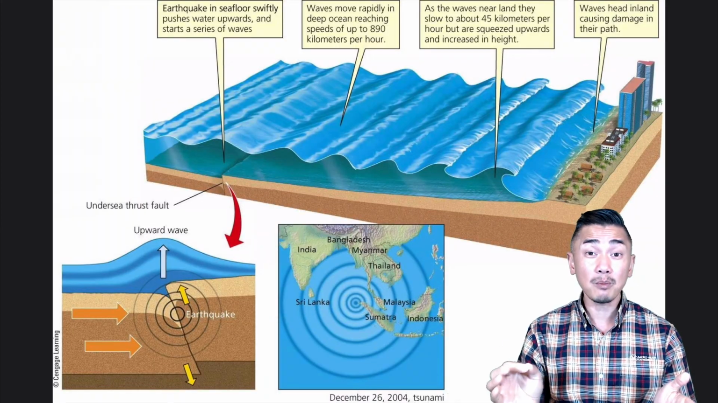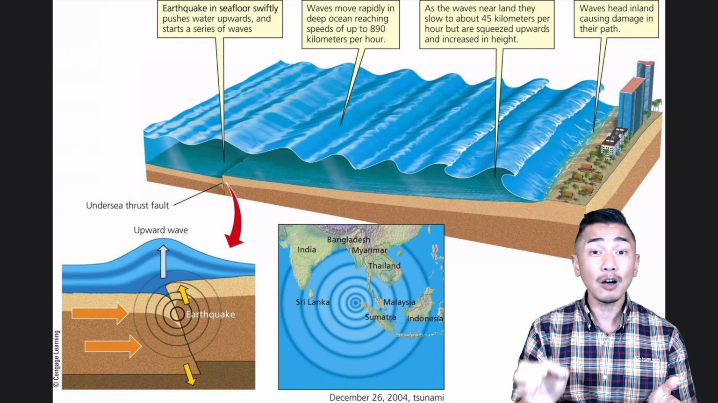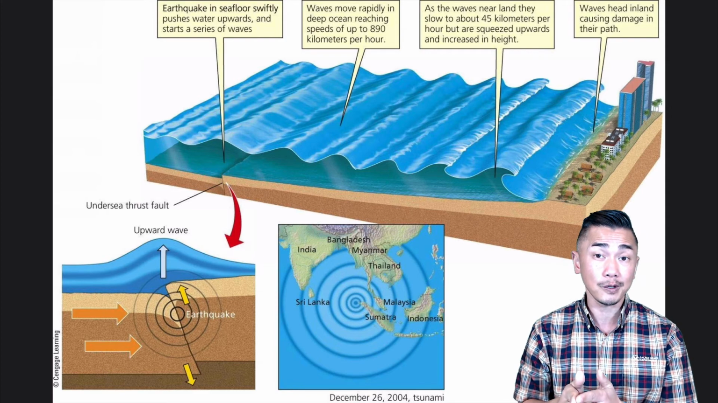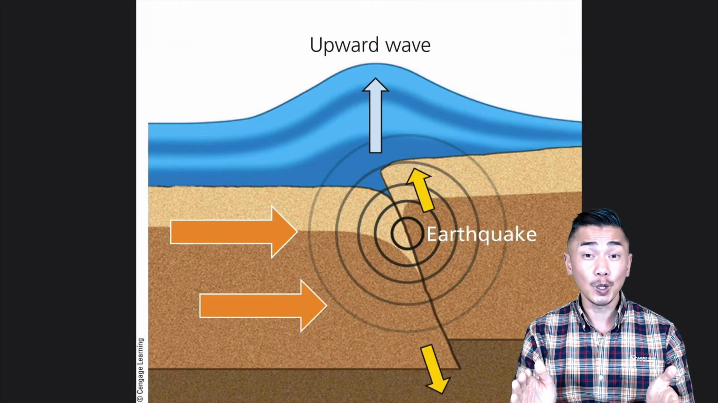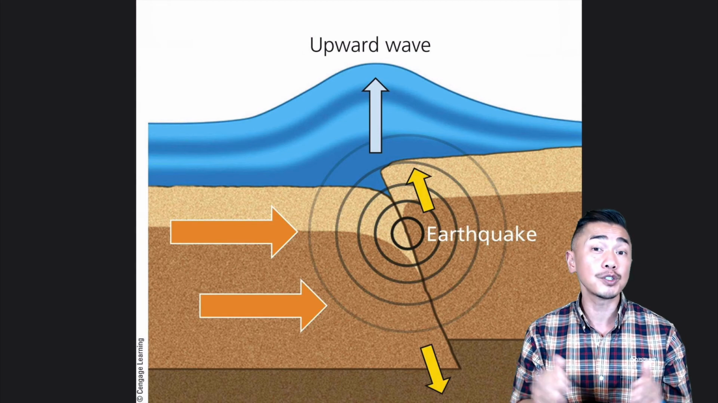This diagram summarizes how underwater earthquakes cause tsunamis and how tsunamis will slow down but increase in height as they approach coastlines. In this close-up, you can see how an earthquake creates the initial waves of a tsunami event.